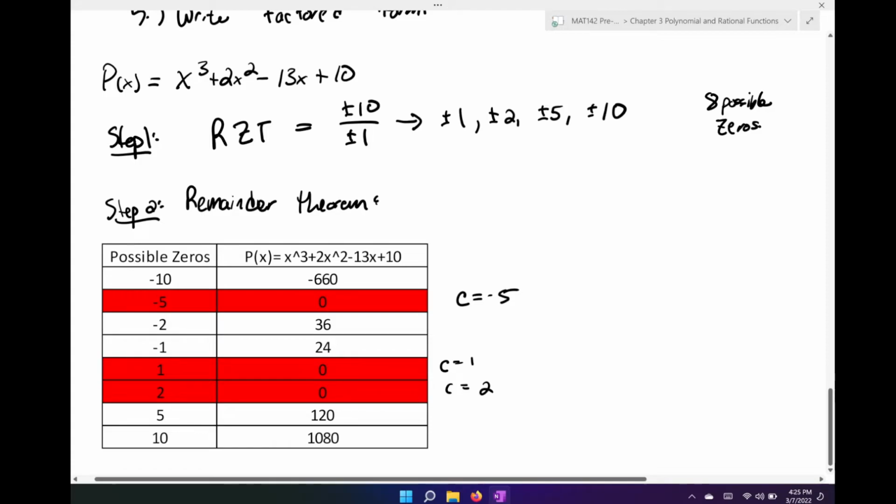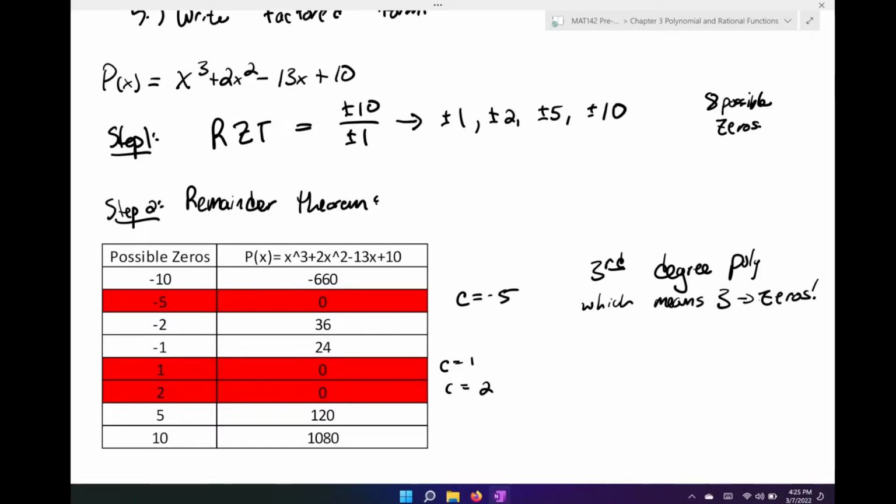Now, remember, this is a third degree polynomial, which means 3 zeros. Oh, I can't even spell the word zeros. I'm so excited. Now, notice I'm not using the word real zeros because in the next section, not all of our zeros are going to be real. Just know, third degree polynomial, you get 3 zeros, okay?